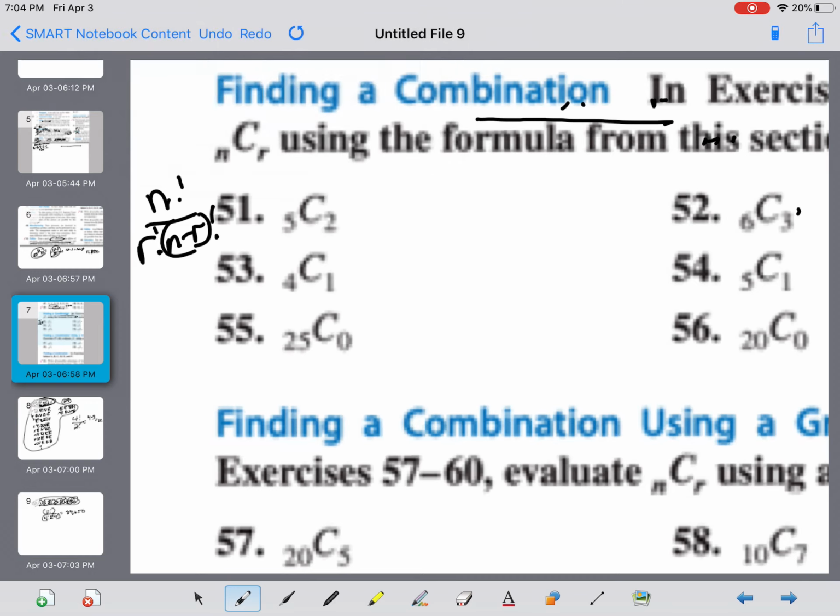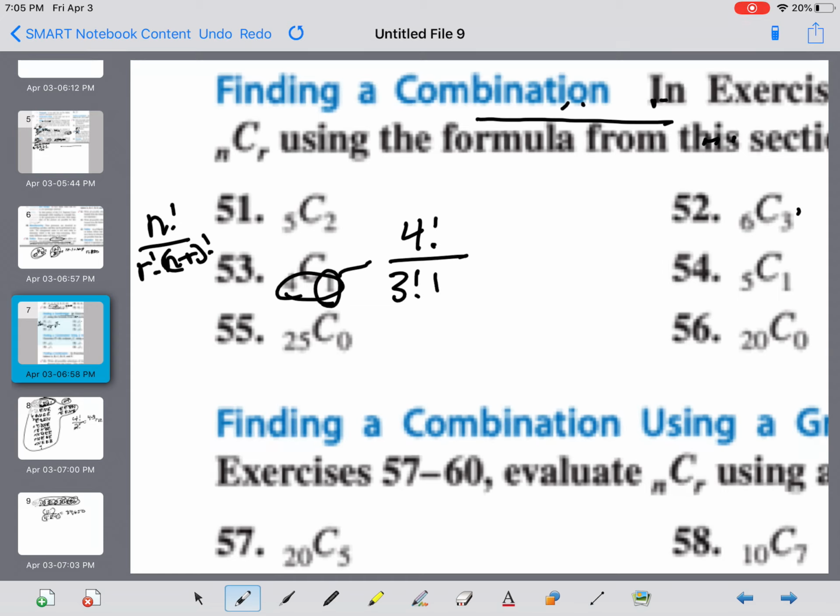So we have n factorial over r factorial, n minus r factorial. So this one is 4 factorial over 4 minus 1, which is 3 factorial, and then you just get 4 when you work that out. If you were doing a combination of 5 choose 2, we did this with the binomial theorem, you would say 5 factorial, 5 minus 2 is 3 factorial, and also include the 2 factorial, and then work that out.